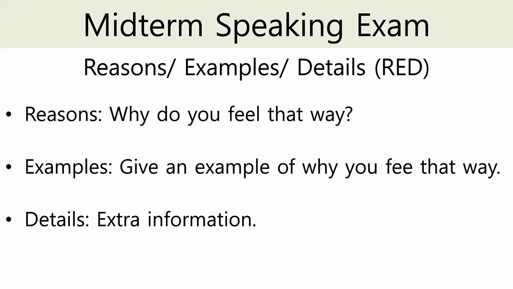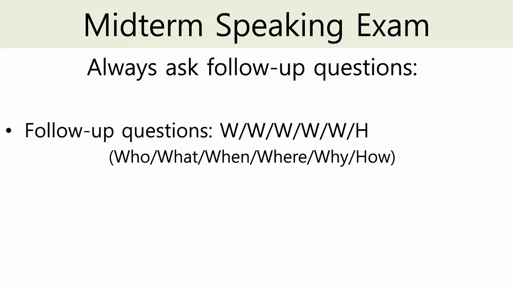Think of it like this. Reasons: I didn't like it. Examples: because blah, blah, blah, right? And then, of course, extra information. So that would be RED, or reasons, examples, details. Why you feel that way, an example of why you feel that way, and of course you can always give a little bit more. You can always tell us a little bit more. Okay. And again, what did I say? FUQ, right? Follow-up questions.